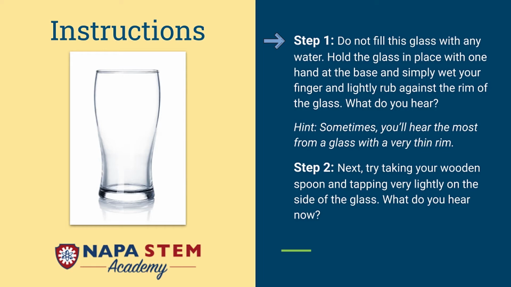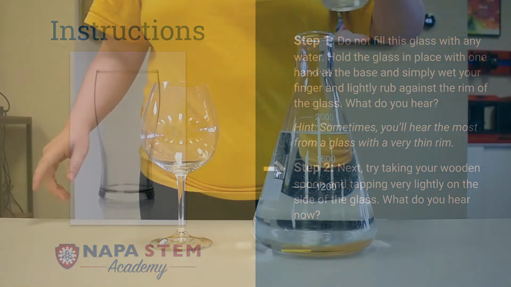Step 1. Don't fill this glass with any water. Hold the glass in place with one hand at the base and simply wet your finger and lightly rub against the rim of the glass. What do you hear? Here's a hint. Sometimes you'll hear the most from the glass when it has a very thin rim. Step 2. Next, try taking your wooden spoon and tapping very lightly on the side of the glass. What do you hear now?